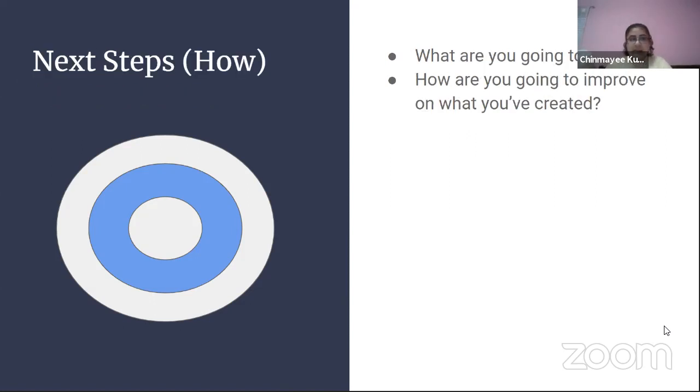Awesome. And then the next steps are just, what are you going to do next, and how are you going to improve on what you've already created? And this is really important because you want to show that you have a lot of momentum and you have a really good trajectory. You have a good idea of where you're going, and you have concrete ways of getting there. So outlining like bullet points of like perhaps 3 or 4 steps ahead.